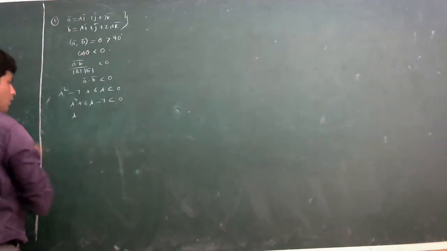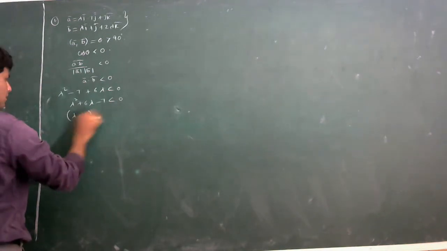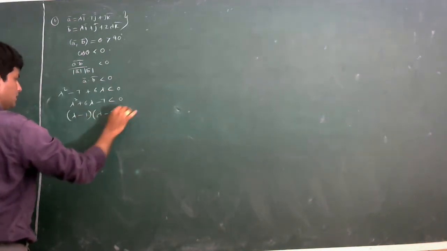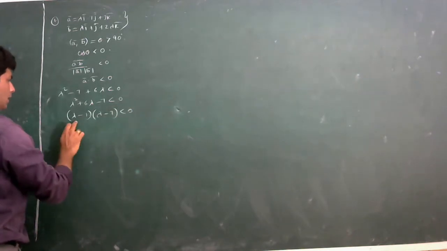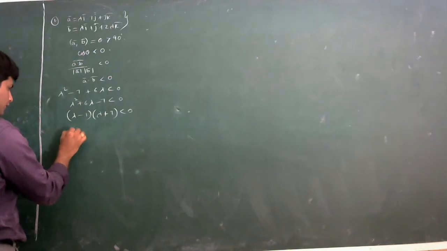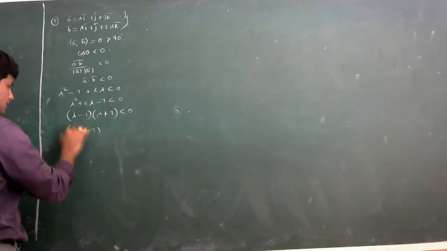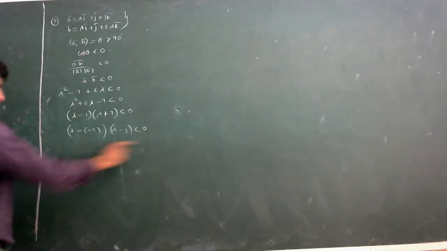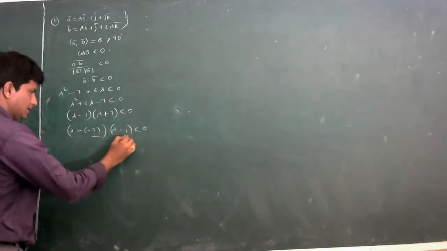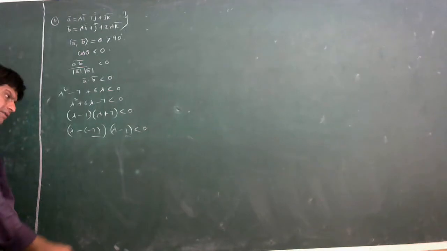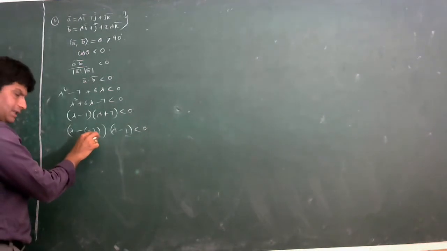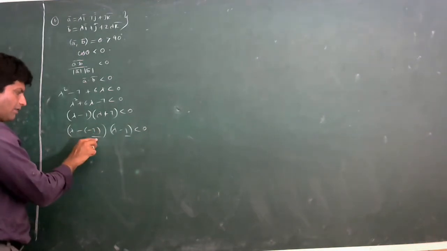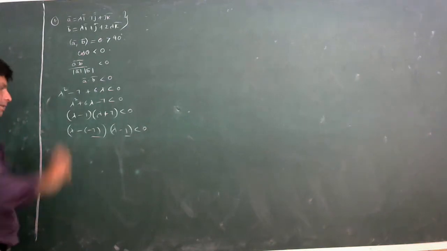So this is clearly, how can you write this now? This is lambda minus 1 into lambda plus 7 less than 0. Lambda square plus 7 lambda minus lambda minus 7 less than 0. So write this one first of all: lambda minus of minus 7 into lambda minus 1 less than 0. This is clearly in the form of x minus alpha into x minus beta less than 0. This is alpha, this is beta. Every time we will take alpha as the first value, alpha is less than beta. So alpha means minus 7, beta means 1. Clearly minus 7 less than 1.